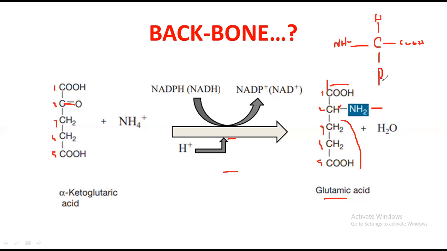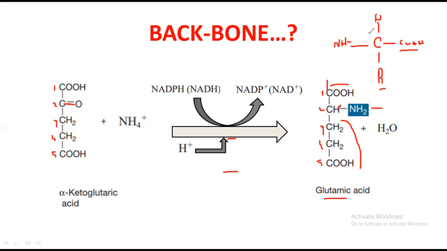So just look here, this is the NH2. This NH2 comes from a different place. It comes from the outside, and this is the hydrogen, this carboxyl group, and this R group. Basically, this is the backbone.